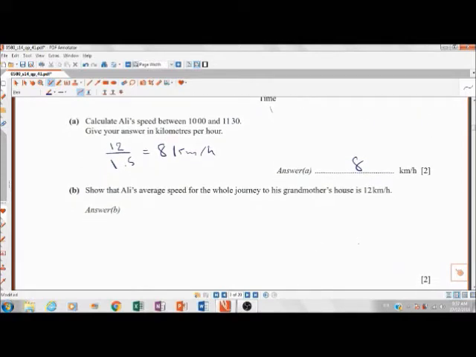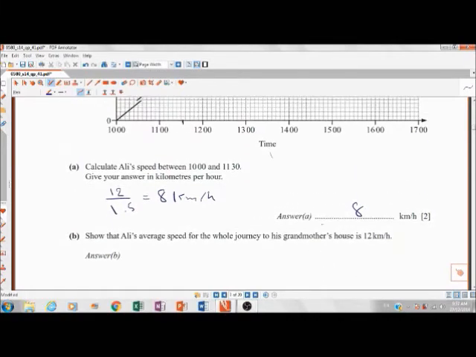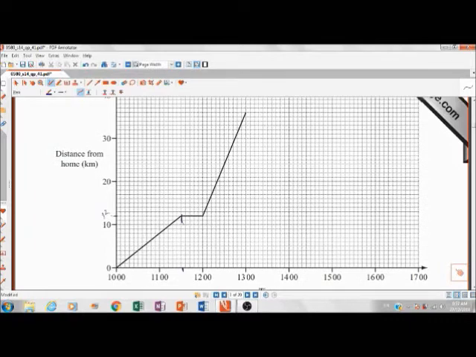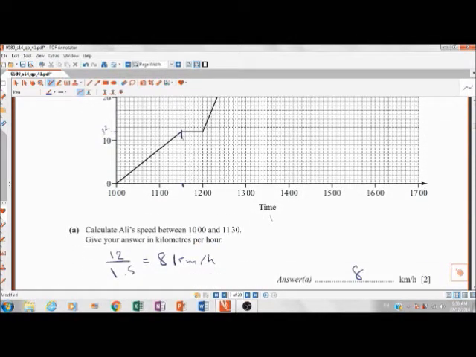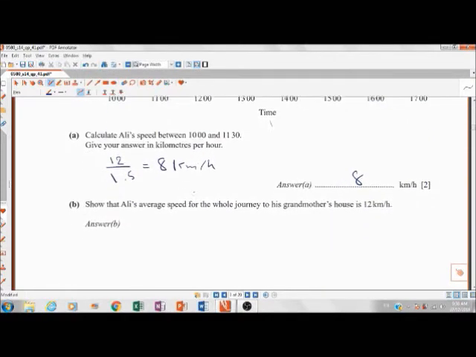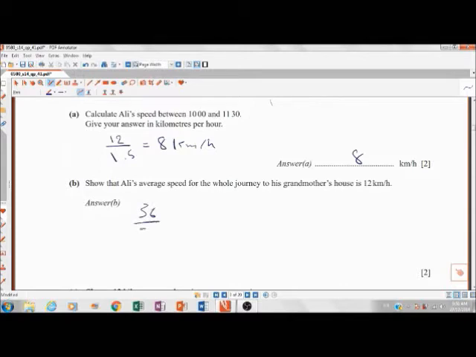Okay, show that Ali's average speed for the whole journey to his grandma's house is 12 kilometers per hour. Same thing here, distance over time. So distance is 36. The time is 1, 2, 3, 3 hours. 36 over 3. That would give you 12 kilometers per hour. Shown.